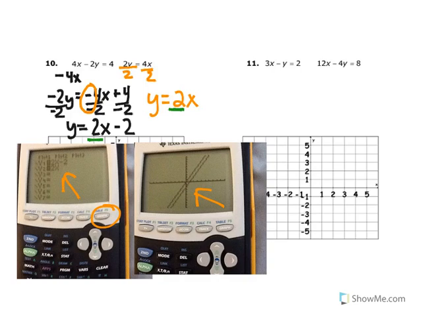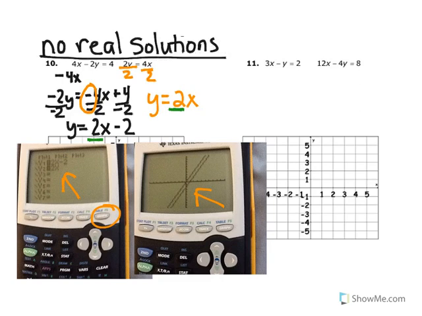So when you have two parallel lines and you're asked for the solutions, there is no real solution for parallel lines. No solutions when they're parallel. Okay, let's do number 11 and we'll be done. So again, we want to solve this for y. So I'm going to subtract 3x. So I have negative y equals negative 3x plus 2.